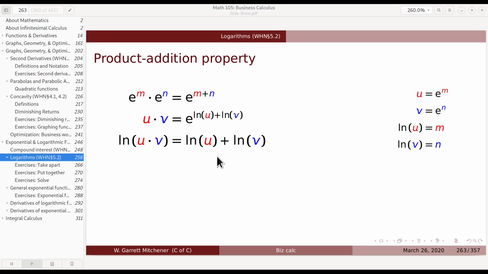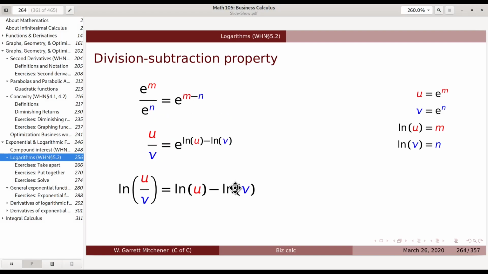If you have ln of u plus ln of v, you can put that together into ln of u times v. Ln of u divided by v comes apart into ln of u minus ln of v. Or if you happen to have ln of u minus ln of v, you can put that together into ln of u over v.